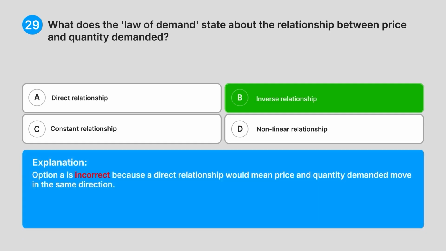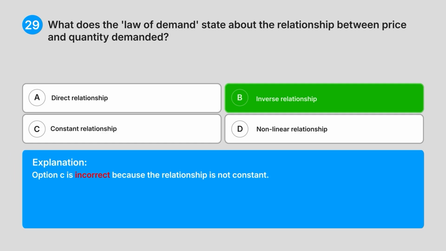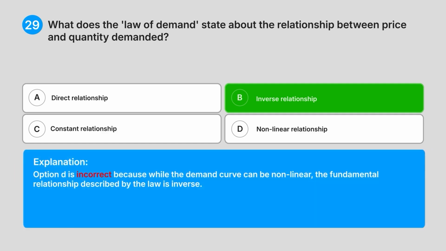Option A is incorrect because a direct relationship would mean price and quantity demanded move in the same direction. Option C is incorrect because the relationship is not constant. Option D is incorrect because while the demand curve can be non-linear, the fundamental relationship described by the law is inverse.